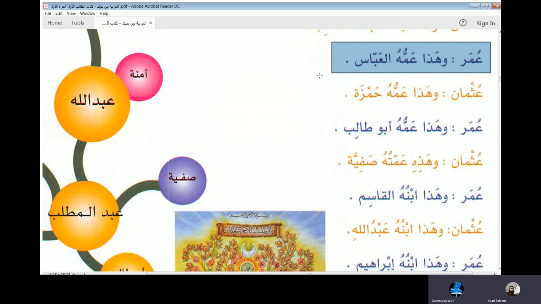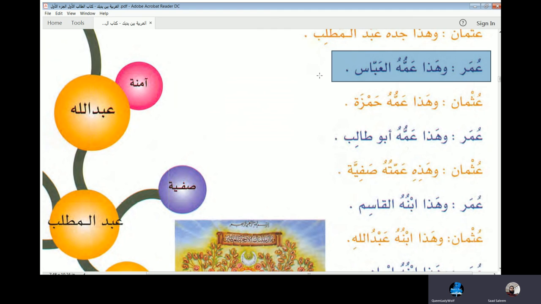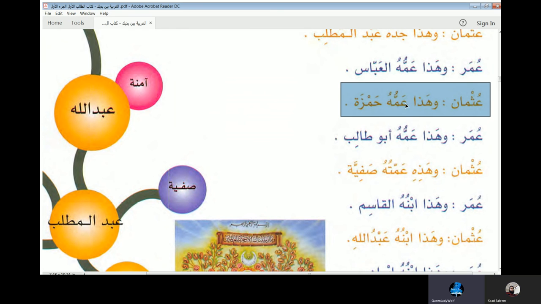Umar: Wahaza ammuhul Abbasun. Okay, I see it. And this is his uncle, Al-Abbas. How beautiful is that? All these beautiful names.